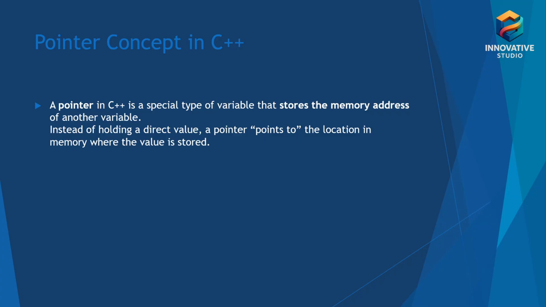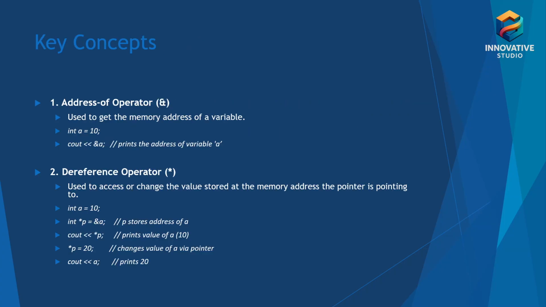As explained, a pointer is a type of variable which holds the memory address, and on that address you can store a value type variable that contains the value. So let's proceed further with the examples. Guys, key concepts of the pointer variable.